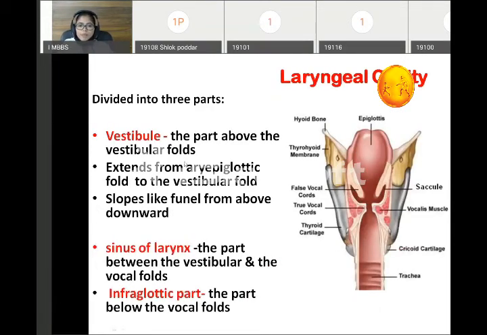Now laryngeal cavity. This laryngeal cavity from above downward we divide into three subdivisions. First is the vestibule part. This vestibule is the supraglottic part. This lies above the vestibular fold. So the part of the laryngeal cavity above the vestibular fold is called the vestibule. It extends from the aryepiglottic fold to the vestibular fold. Between the aryepiglottic fold and vestibular fold, this much part of the laryngeal cavity is the vestibule. And it is shaped like a funnel from above downward.